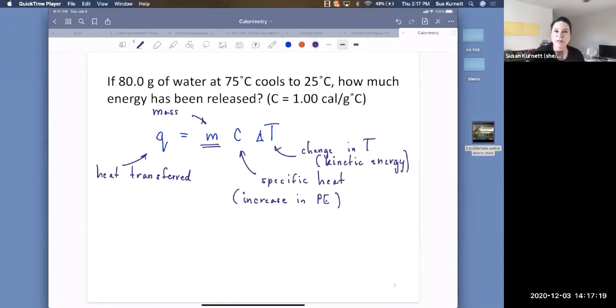Sand isn't good at storing energy. So when the energy comes in, it's shared among the different molecules, and then it goes to kinetic energy, which means the temperature goes up. Water is very good at storing energy. It has a high specific heat.